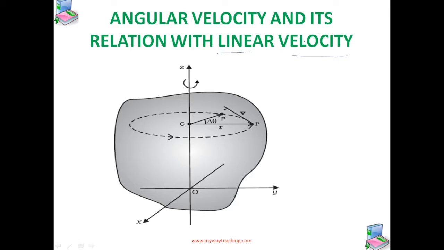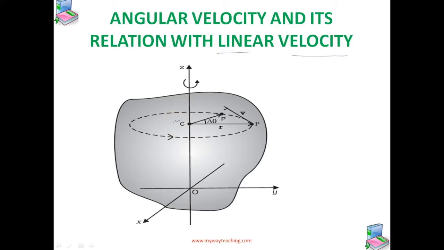As we already studied, in rotational motion of a rigid body about a fixed axis, every particle of the body moves in a circle, isn't it? Similarly, you can consider here also rotation about a fixed axis of a rigid body rotating about the fixed z axis; it moves in a circle with the center C.